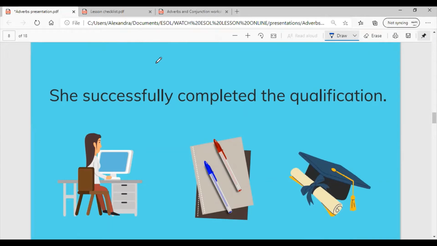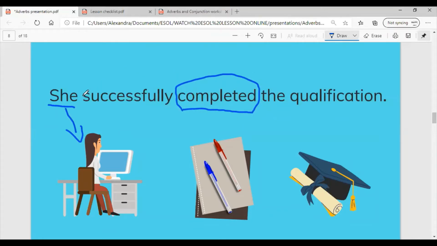So we're looking for our noun, who or what is the sentence about, and it's about she. So this is our noun. So we know the lady in the sentence is what our noun is about. So she successfully completed the qualification. Okay, so next we look for our verb and the action she's doing. So successfully completed the qualification. So completed, her finishing whatever qualification or course she was doing, this would be our verb.